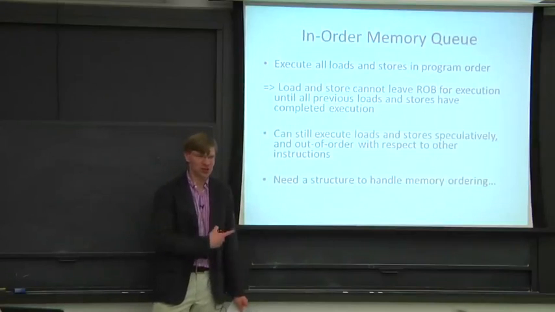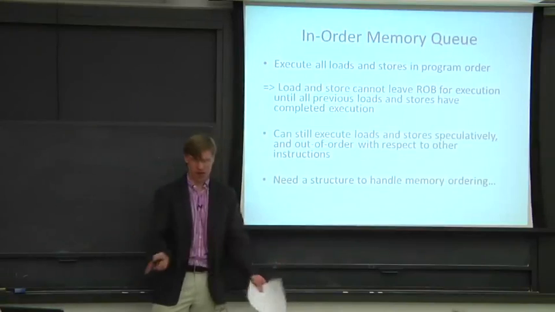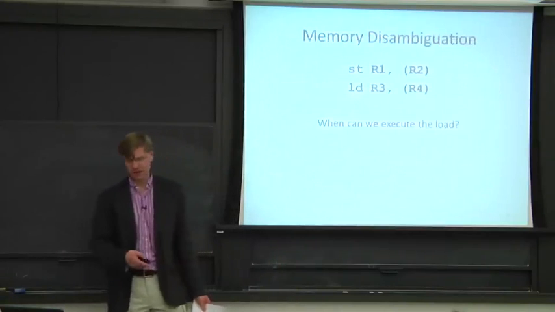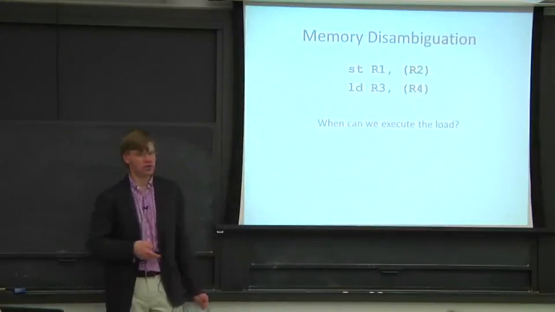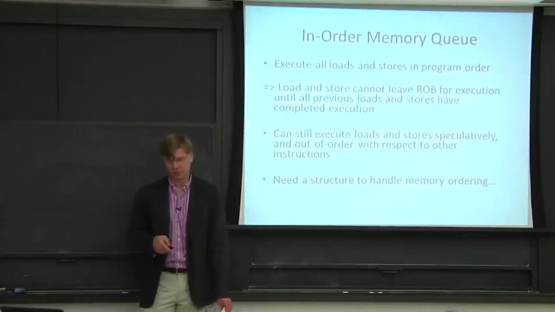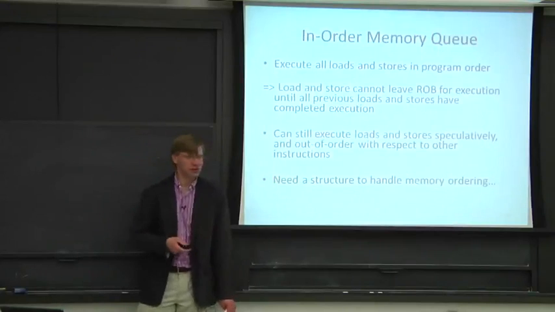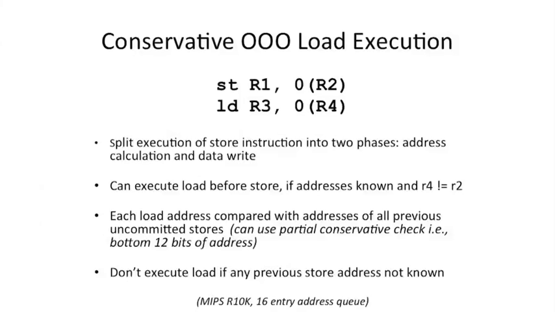We could go faster. We could actually execute loads and stores out of order if R2 and R4 are different. But we're probably going to need some extra structure to do that. Okay, so let's take a look at a conservative out-of-order load example. So for our conservative one, let's split the store into two sub-parts: an address computation and the actual data write.